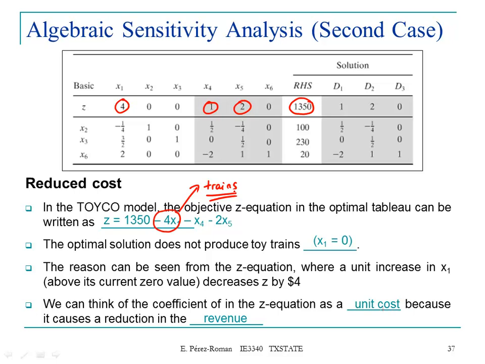Okay, we are going back to the optimal tableau. This is the optimal tableau. You know that the objective function is represented in row 0. The optimal solution is here: you are making $1,350. But you can also represent that objective function with the coefficients of row 0. If you look at x1, which represents the number of units that you can produce for trains, that coefficient is -4. Any unit of train that you produce will reduce your profit by $4.